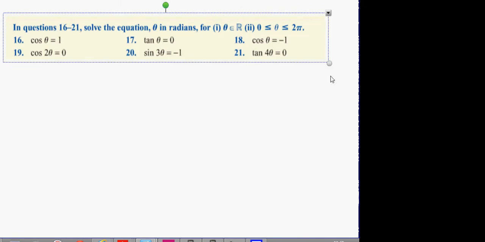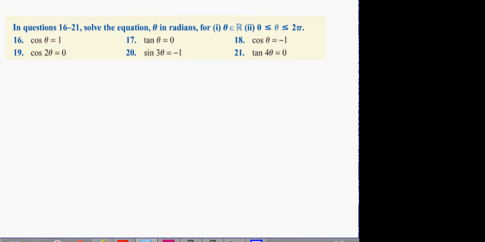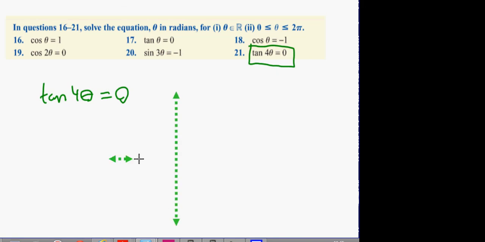Okay, lads, same thing except in radian mode. Now this is a tough one: tan 4 theta equals 0. Now guys, where does tan equal 0? We've got to figure it out.